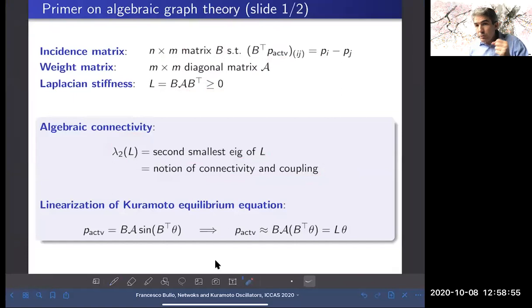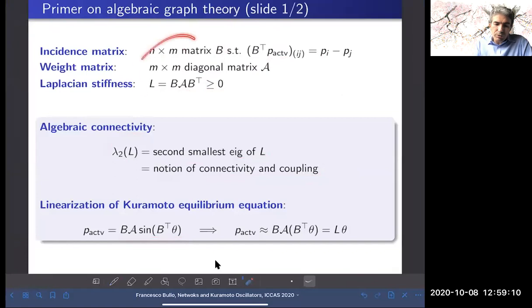That should be important because we have this intuition that the more connected, the more coupled the network is, the more power it should be able to carry. The other is, let's look again at our equilibrium equation of interest. Right now, I have written it in vector format.